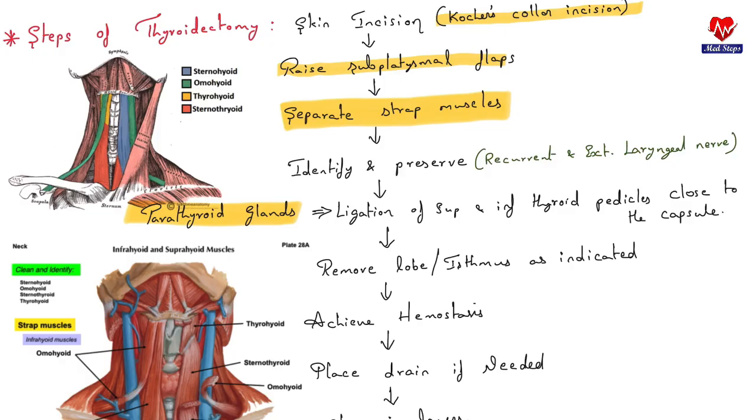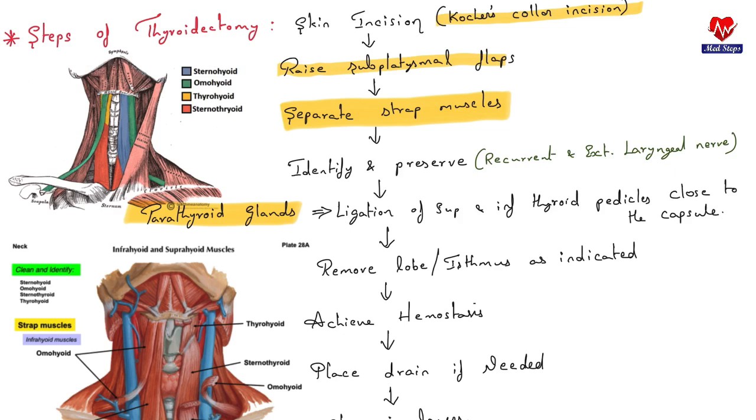Then we have to identify and preserve the recurrent and external laryngeal nerves, because these nerves are very prone to injury. The left recurrent laryngeal nerve, we can see, passes beyond the ligament, that's why. Next we can see the parathyroid gland. We have to do ligation of the superior and inferior thyroid pedicles, and we have to stay close to the capsule.